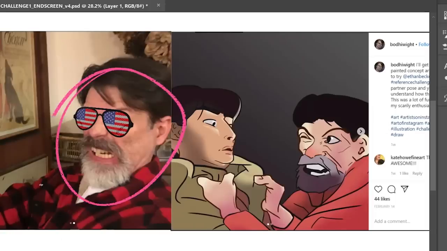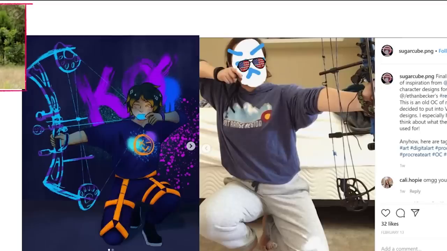All right, this one's cool. I like his expression. The more you can do that, the more your art's gonna stand out as an individual. So your pose is good and authentic.